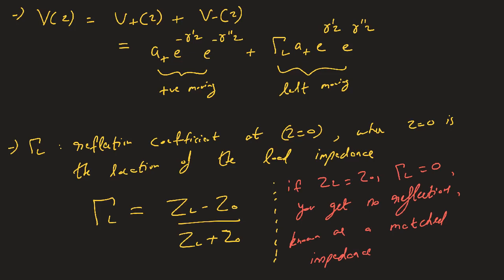Now this factor of gamma prime, this is 0 for a lossless waveguide, transmission line, and the transmission line is just a special type of waveguide.